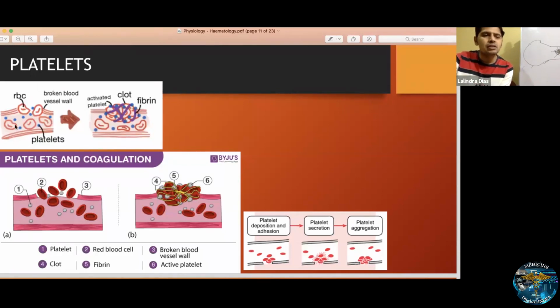So here you can see this is a broken blood vessel and all the cells are exposed.